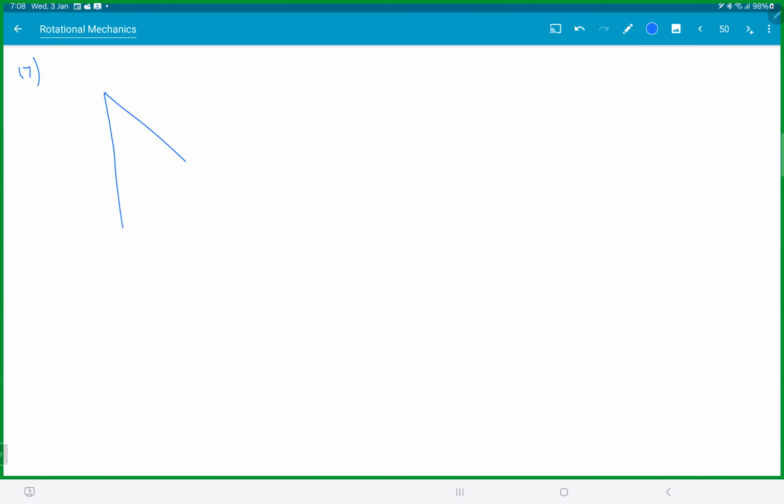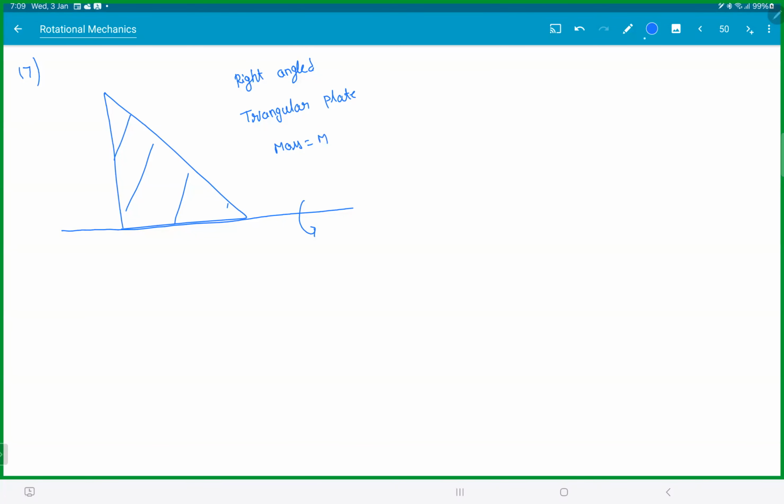What about this one? This is a good one. This is a good result, actually. I have a right angle triangular plate rotating about this, mass m, height h, and width b. Find the moment of inertia. It is rotating about the base.